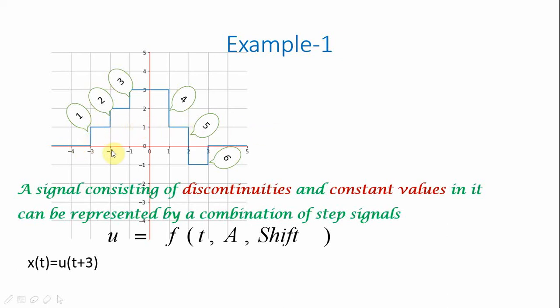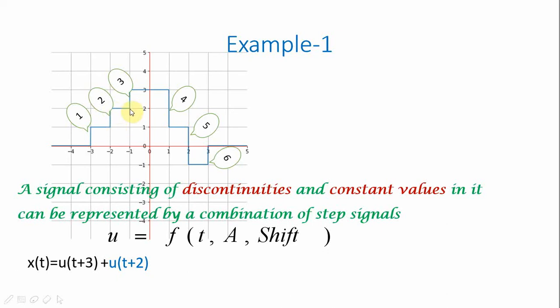But now at t is equal to -2, the signal magnitude changes from 1 to 2. This change can be achieved by adding one more step signal of magnitude 1, which is shifted to t is equal to -2. That is represented by u of t plus 2. The second step signal that is added to the first one to get the second discontinuity is u of t plus 2. So after t is equal to -2, the total magnitude is 1 plus 1, that is 2.